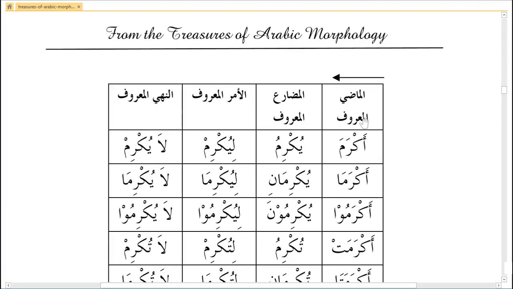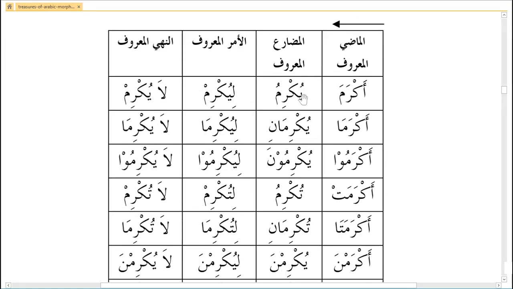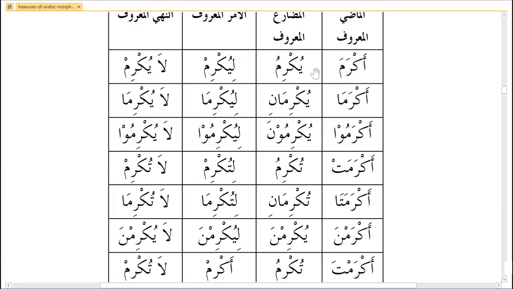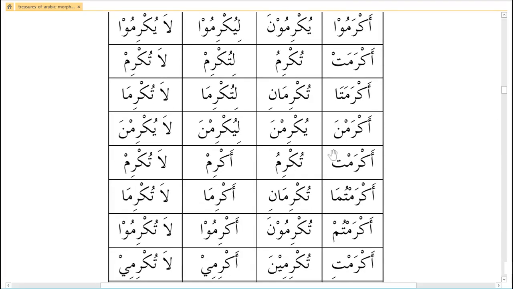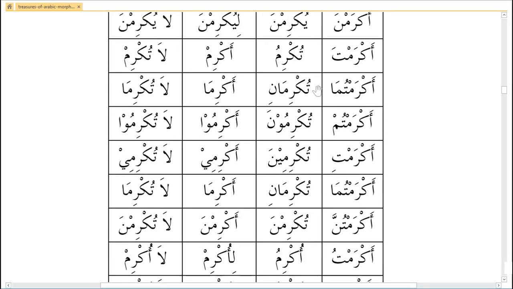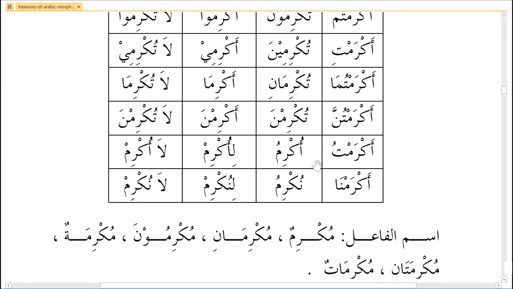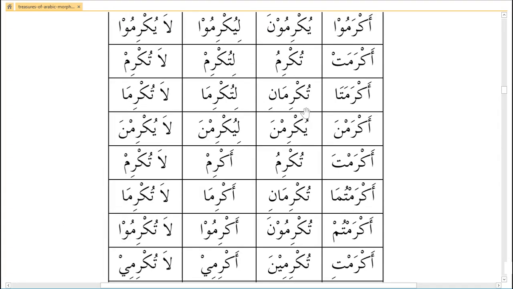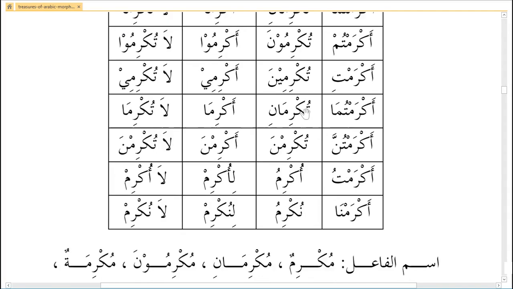So this is the ma'ruf and madi, and mudari is yukrimu, yukrimani, yukrimuna. Tukrimu, tukrimani, yukrimna. Tukrimu, tukrimani, tukrimuna, tukrimina, tukrimani, tukrimna. Ukrimu, nukrimu. Remember, because of some rules, it becomes ukrimu.